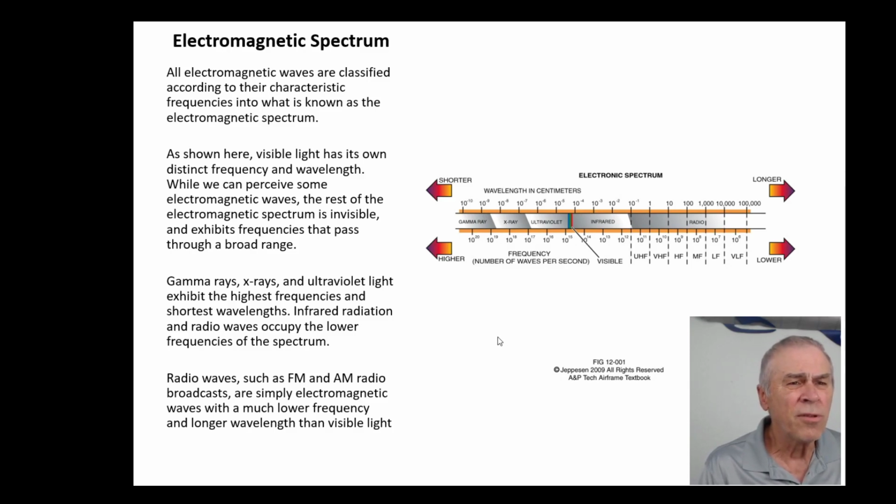Radio waves such as FM and AM radio broadcasts are simply electromagnetic waves with a much lower frequency and longer wavelength than visible light. And those go together. A lower frequency means there's more peaks and valley space between a traveling wave.